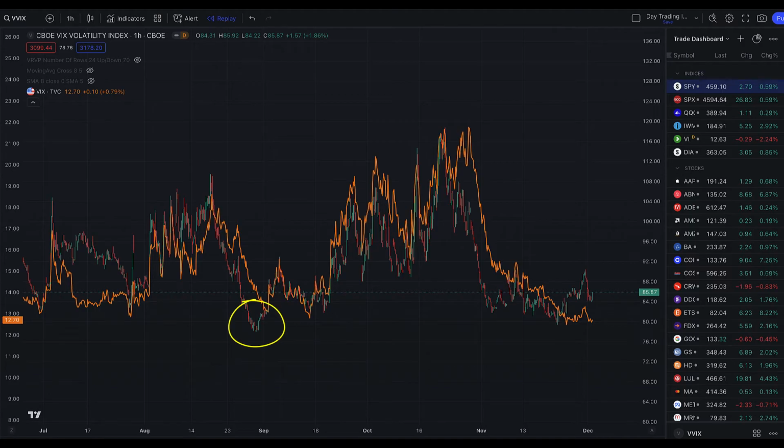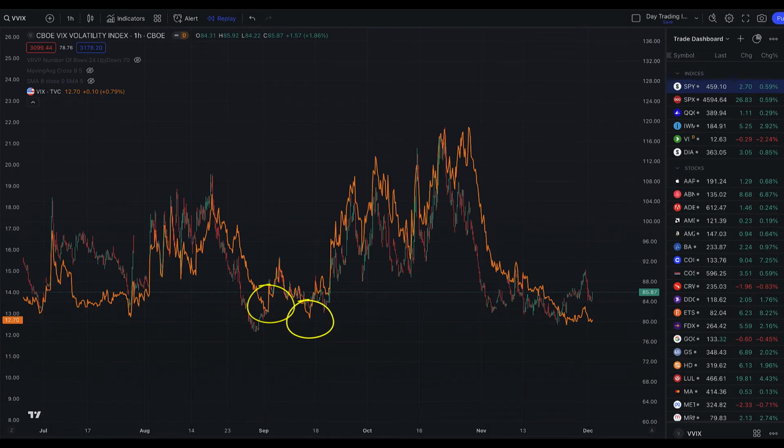I've got the VVIX overlaid with the VIX. VVIX is the candles. And if you just look here, Wednesday, August 30th was basically an intermediate low in the VVIX, and we saw that start rising here. The VIX just a couple of days later also had a double bottom, but the VVIX did not have a double bottom. A little bit of a divergence there, just signaling that volatility was picking up.